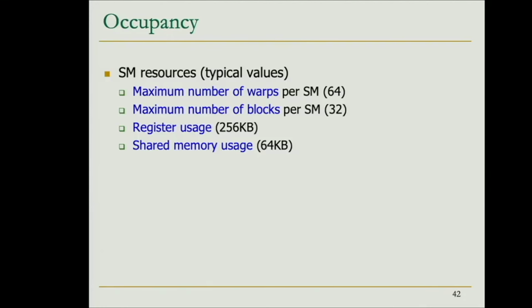Maximum number of warps, 64, which is related to the maximum number of program counters. Maximum number of blocks per SM has its own limitation, which is 32. Register usage, the size of the register file is typically 256 kilobytes, and for the shared memory usage it is 64 kilobytes. So, depending on the usage of these resources by each individual thread and each individual thread block, we can have more or fewer thread blocks and warps running at the same time inside the GPU core, right?